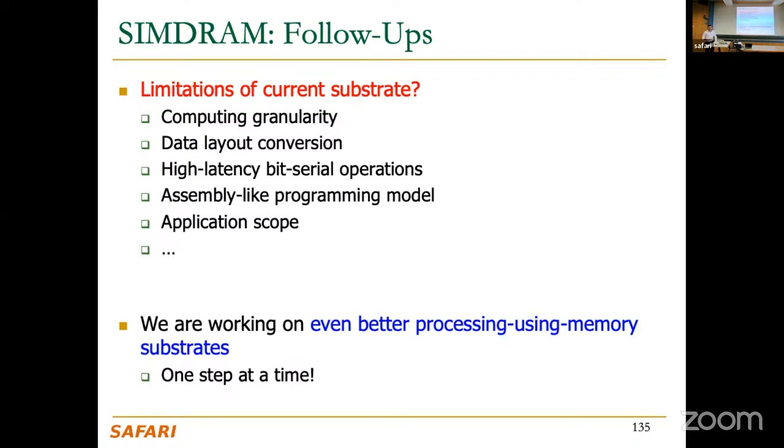Emmett's paper. It's just generalizing. So it's a generalization. You can think about Emmett and RowClone as the building blocks for everything that I mentioned after that, including SimDRAM. This is why I put here one step at a time.